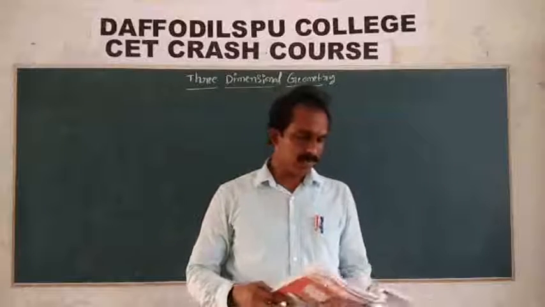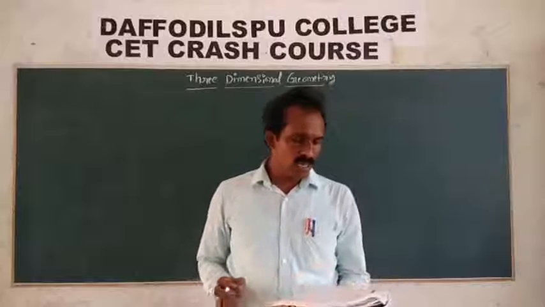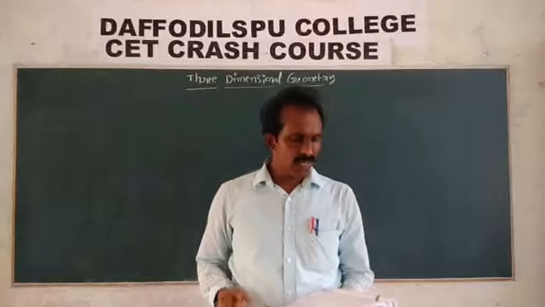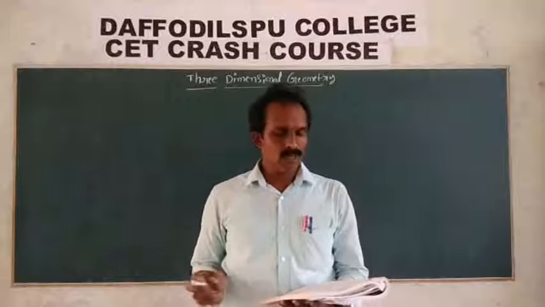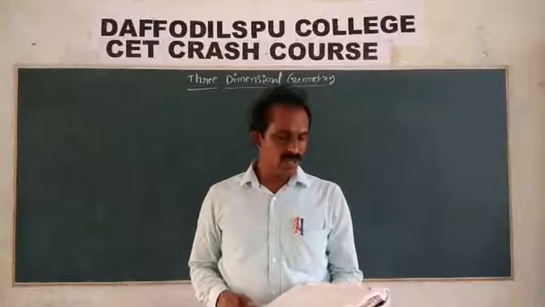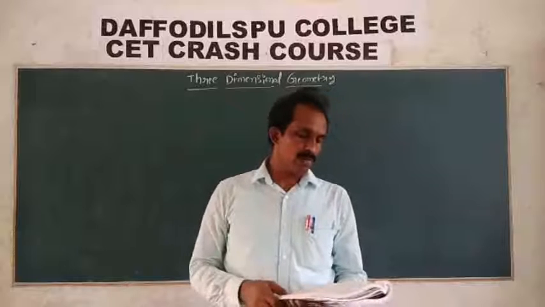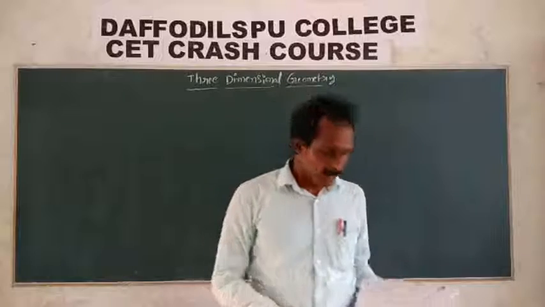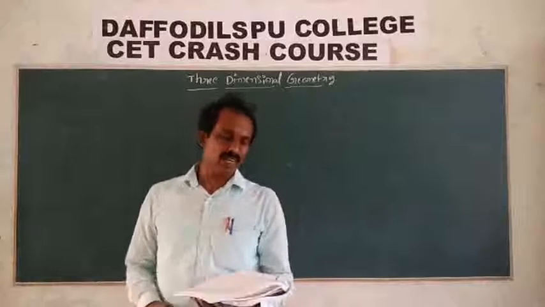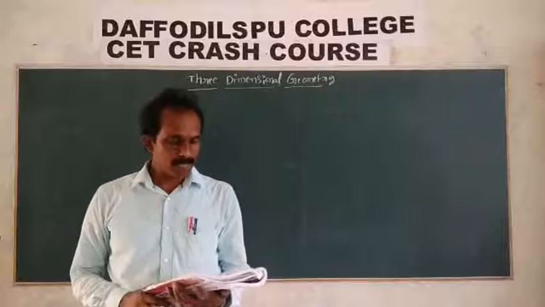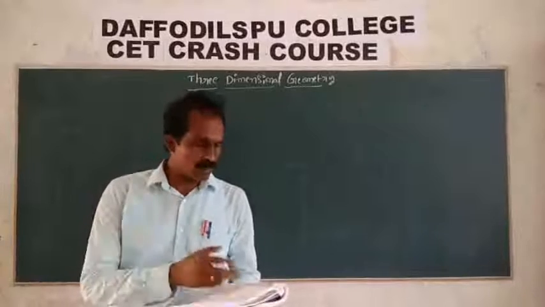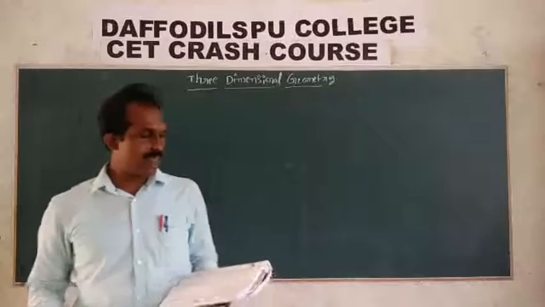Next, the 10th question. The coordinates of the point which divides the join of the points (2, -1, 3) and (4, 3, 1) in the ratio 3:4. Apply the section formula: (mx2 + nx1)/(m + n), (my2 + ny1)/(m + n), (mz2 + nz1)/(m + n). Use that formula, you get the answer, right? Next, 11th question.